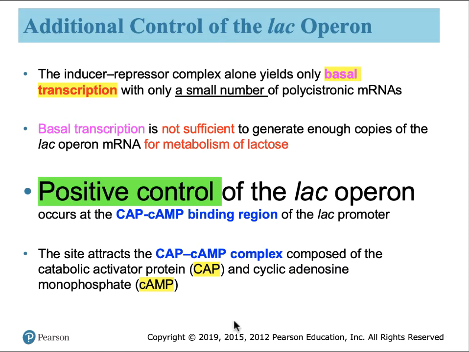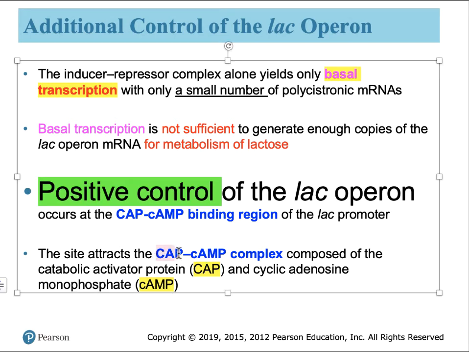So if we're saying that in this cell, glucose levels are high, then cyclic AMP levels will be low, and cyclic AMP is a partner that the CAP protein requires in order to bind to the CAP site and assist in increasing the level of transcription up to about 100%. The positive control aspect is therefore initiated by the CAP-cyclic AMP complex. And the negative control is exerted by the repressor.